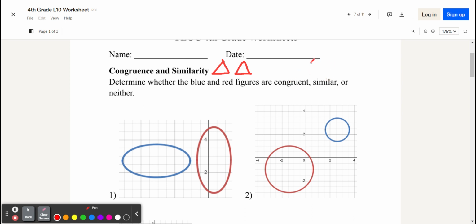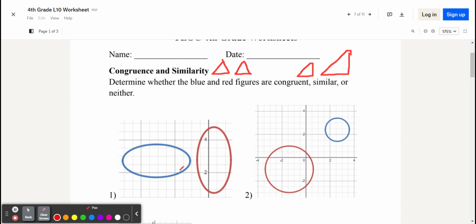Whereas similar would be the same shape but different sizes, like these two triangles, which have the same shape but are a little different looking. And a little different in size, sorry. And then neither would just be they don't look the same.